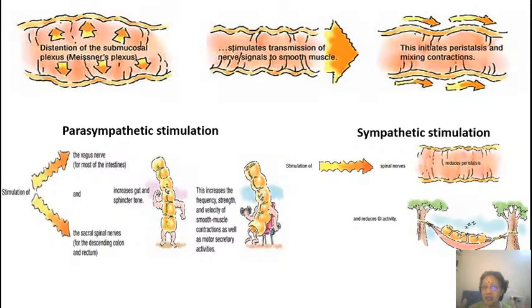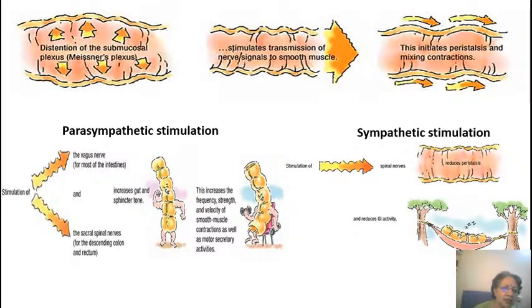There is a lot of stasis, remember, so there will be a lot of mixing contractions before it is allowed to void out. For there will be quite some time when it is kept together. So stimulation of the vagus nerve for most of the intestine, but for descending colon and rectum, it is the sacral spinal nerves which I was mentioning.